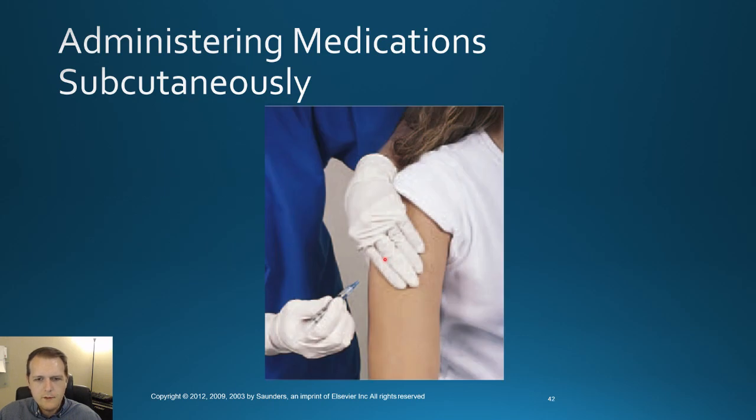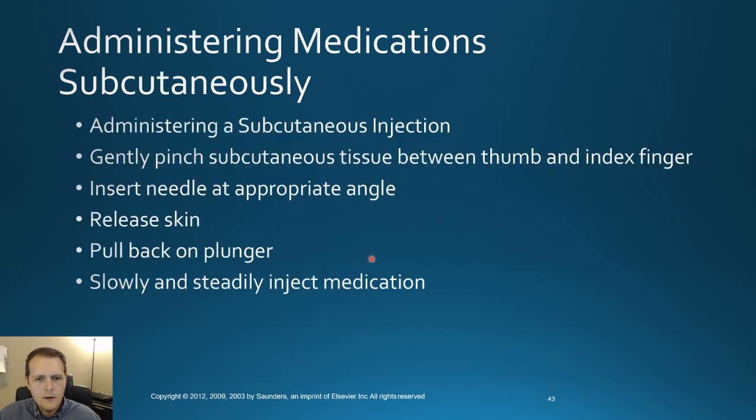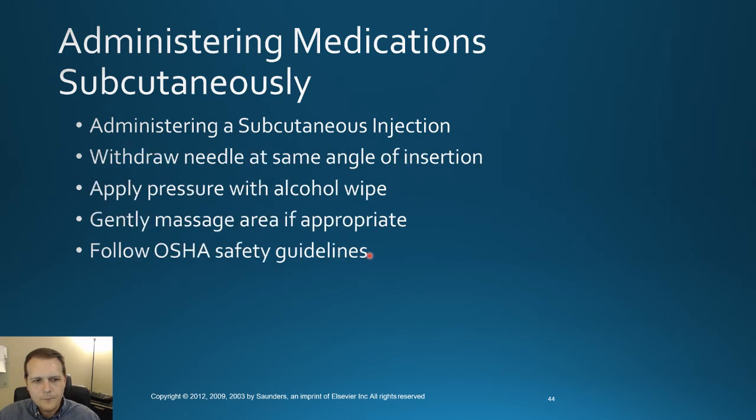See here, this one is going to be given to the upper arm. And so you'll pinch the subcutaneous tissue between the thumb and the finger. So instead of stretching it out like you would with the intradermal injection, you're going to pinch that together. You'll insert the needle at roughly a 45-degree angle, then release the skin, and then you'll pull back on the plunger. People do this to make sure they don't pull back blood, because you may be in a vein at that point. And then you'll slowly and steadily inject the medication into the subcutaneous layer.